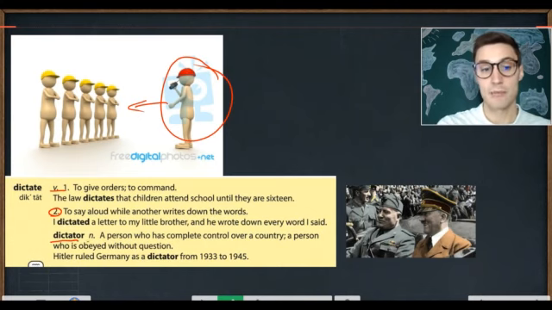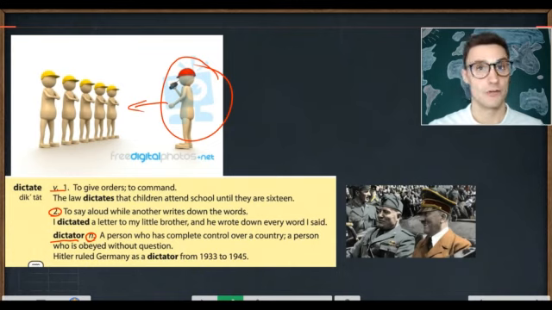Dictator is the name of a person who has complete control over a country. This is not a good thing. A person who is obeyed without question. Now, dictator is not good, friends. Like this, here, we can see a picture with 2 very famous dictators. They are both dead. Whew, luckily.